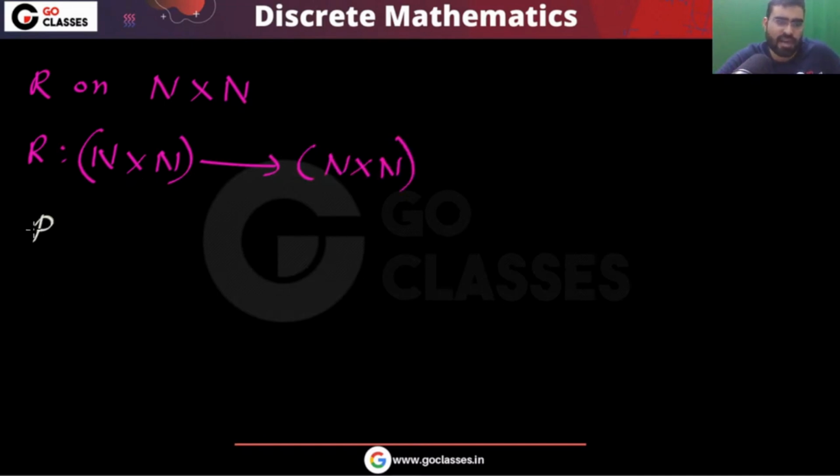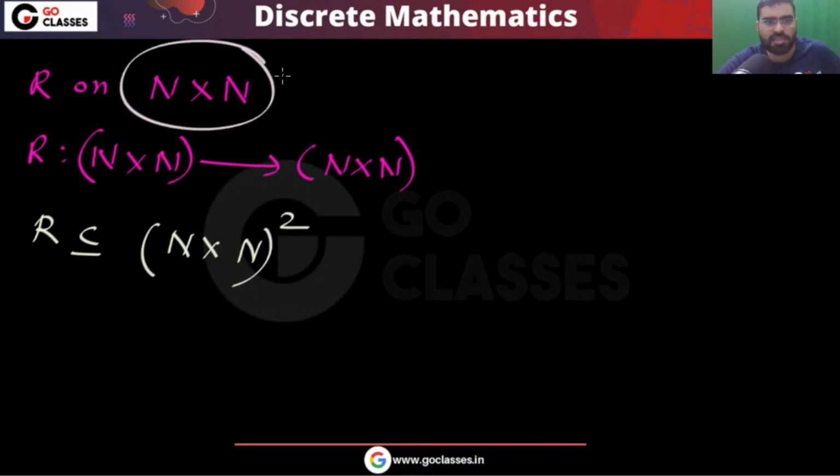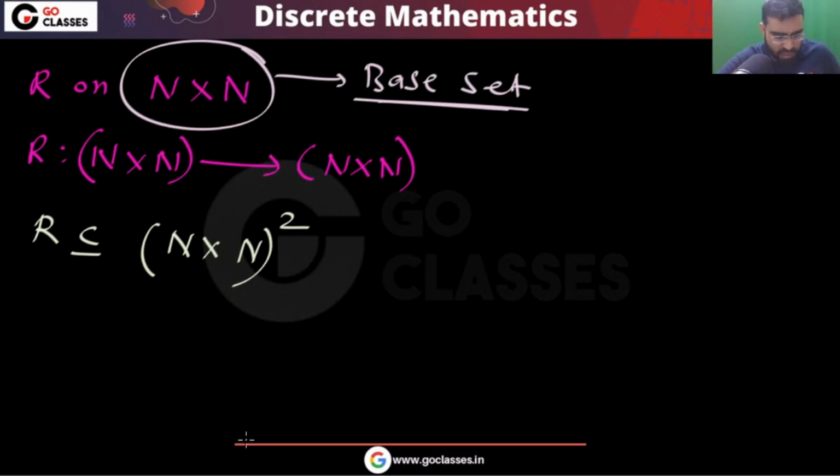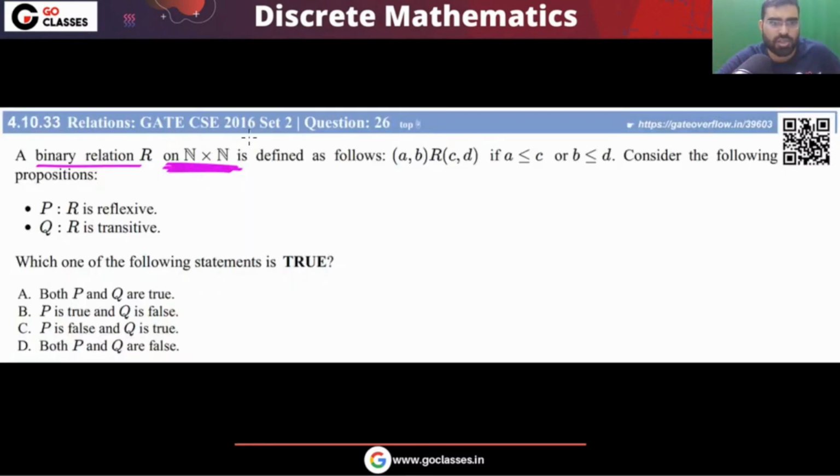It simply means that R is a subset of N cross N whole square. Okay, R is a subset of that. So this is your base set. In this question, N cross N is the base set. This is something that you have to find out. Okay. N is not the base set. Your base set is N cross N because you are defining the relation on N cross N. See this, relation on N cross N. The relation is defined on N cross N.